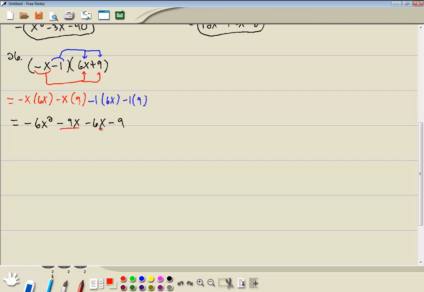Always combine together like terms. We've got negative 9x and negative 6x, which is going to give us a negative 15x. And then bring them down to minus 9. And that's our answer.